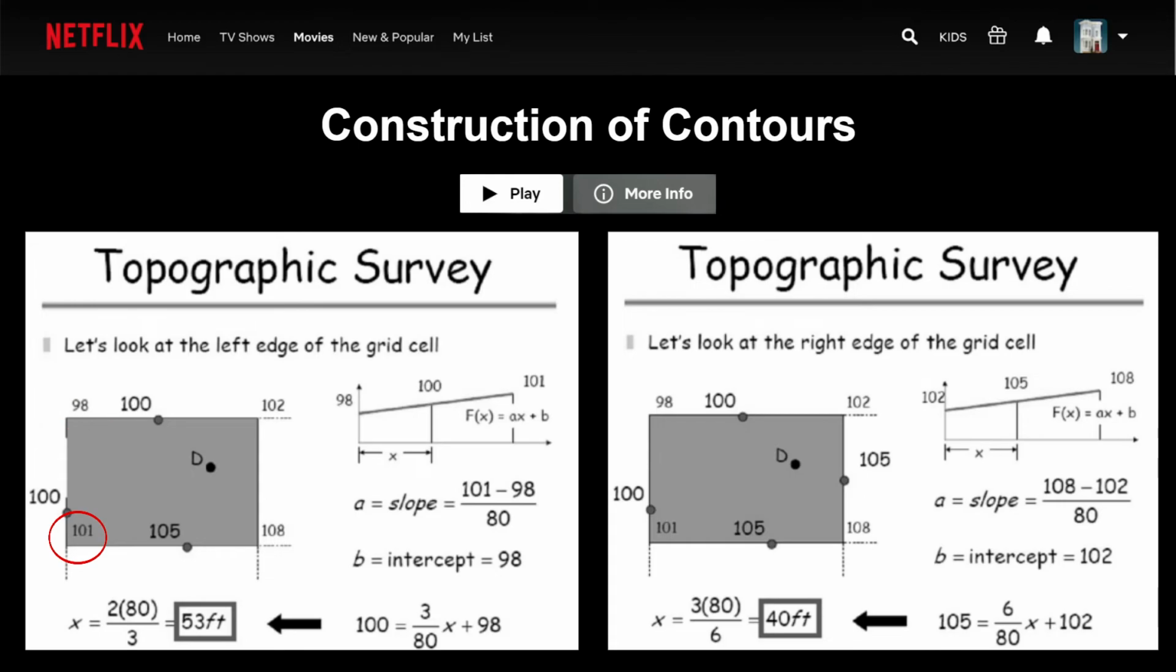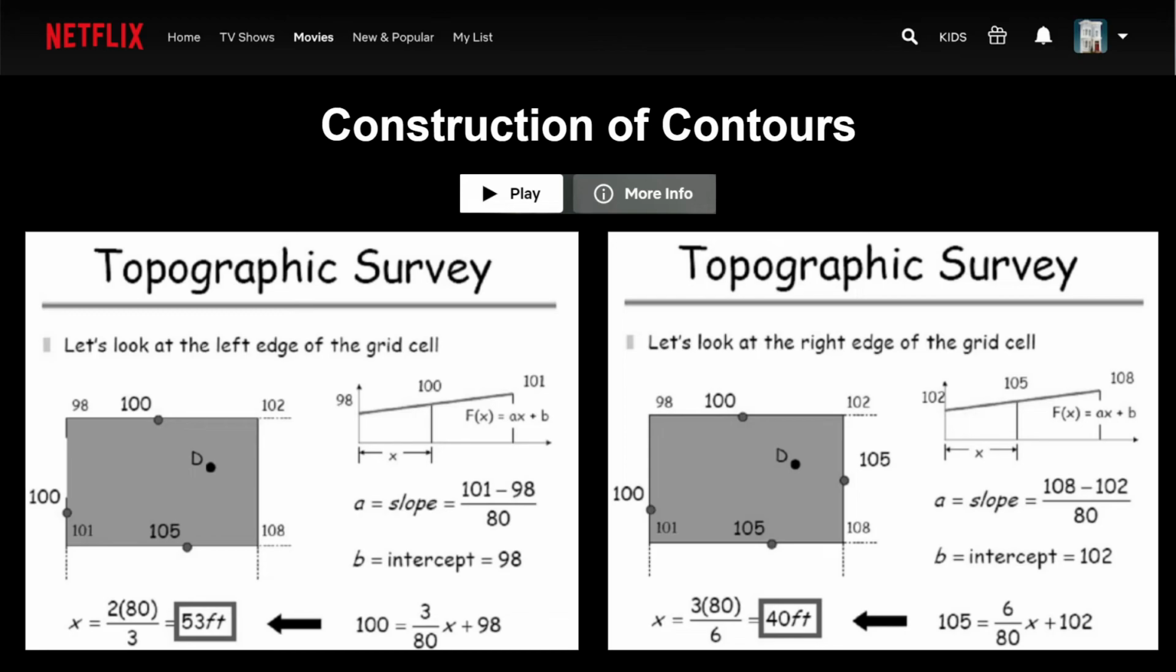So if we equate for the slope, 108 minus 98 over 80 feet north, we will get 3 over 80. And the basis, or the intercept, is 98. We substitute this data in the slope intercept form, which is 100 is equal to 3 over 80 x plus 98. If we solve for x, we get 2 times 80 over 3, which is 53 feet. So that will be the horizontal distance from the 98 feet elevation to the 100 feet elevation on the left edge of the grid cell.